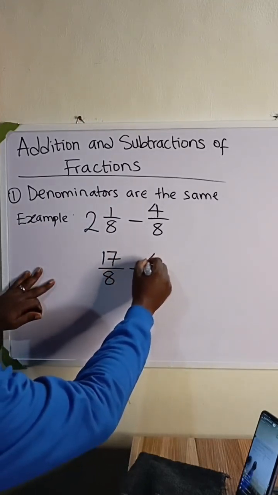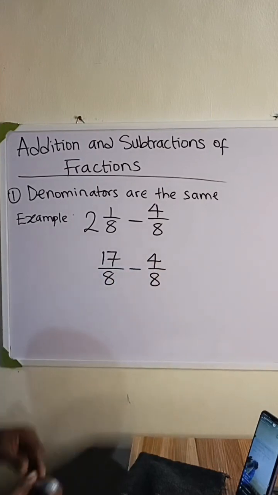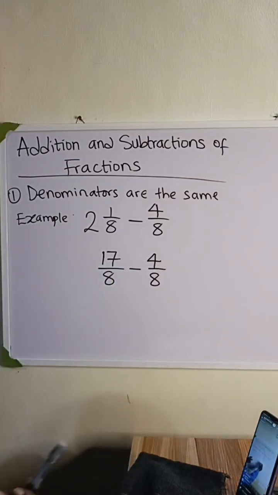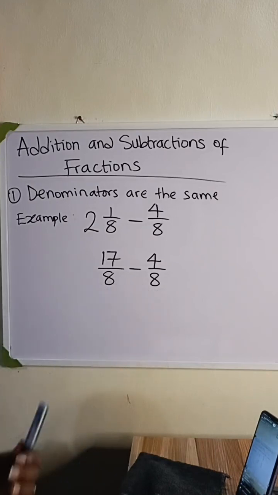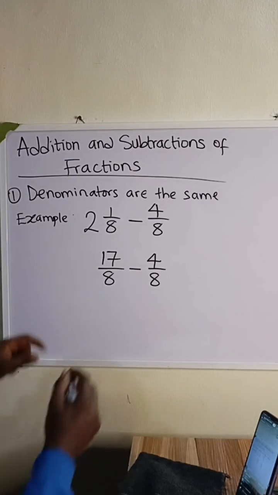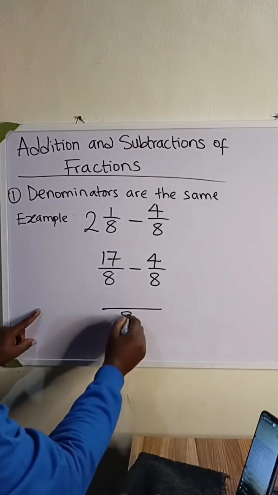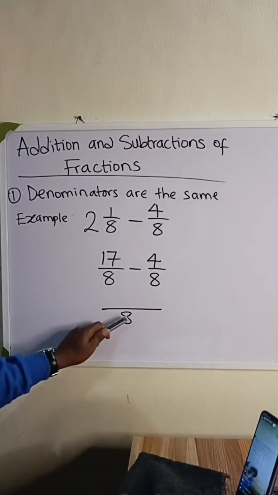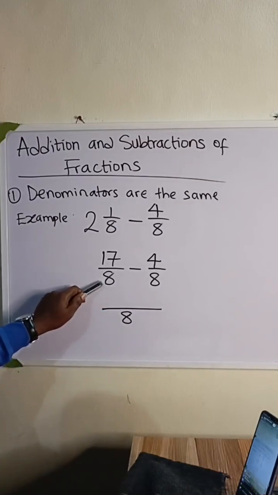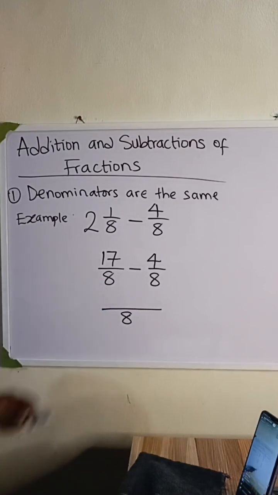So we have minus 4 all over 8. In this case, we are subtracting. But just as we did in the first example, are the denominators the same? That's the first question. We can clearly see that the denominators are the same. So since the denominators are the same, all we need to do is pick out one of the two denominators to become our common denominator. So 8 is our common denominator. Next, 8 divided by 8 gives us 1. 1 multiplied by 17 gives us 17.